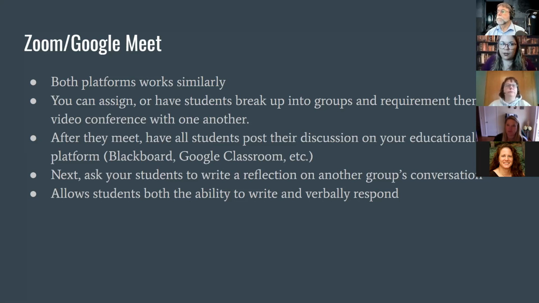So another way that I do it is I'll ask them to do the same thing. Hey, meet up in your groups and do a Zoom or a Google Meet. After they met, they have to post their discussions. And then I'll say, okay, now choose one other group's discussion and write a reflection. So now they're getting both visual and verbal explanations as well as the written component. So it kind of breaks up the monotony of always writing consistently all the time.